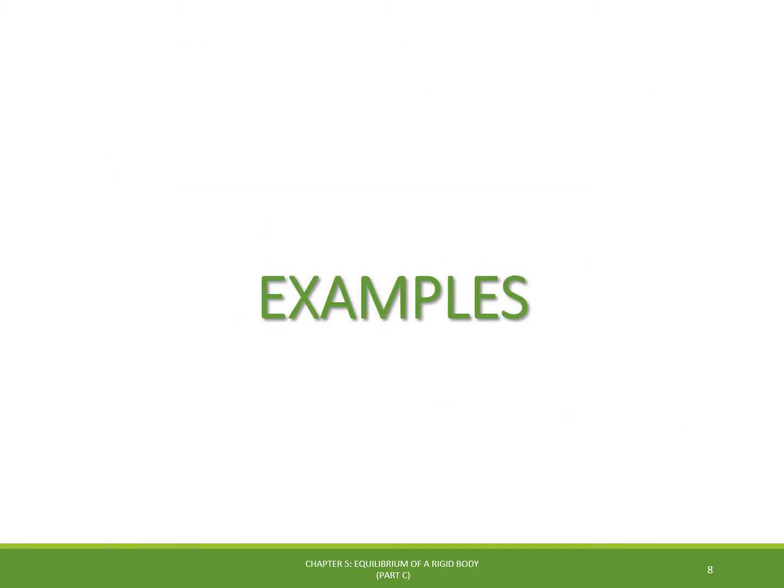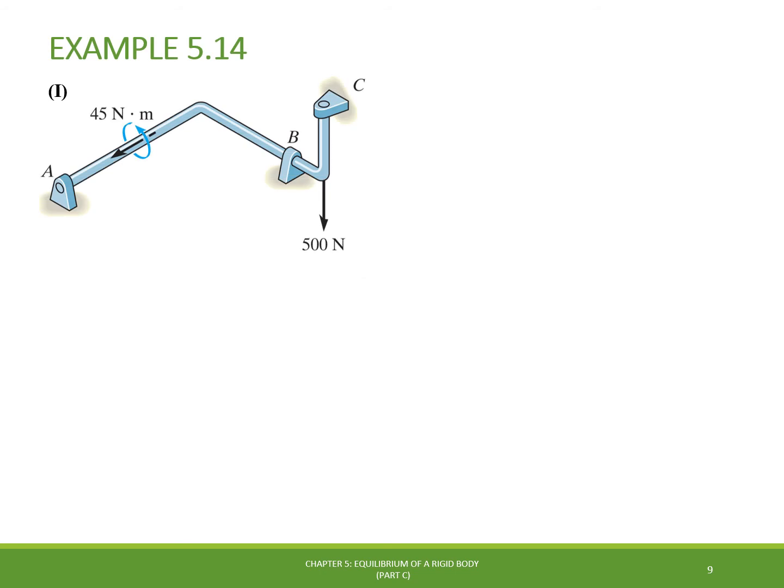Now, let's work on some examples. In example 5.14, we have this structure here in which external loads are applied as shown in the figure. We are then requested to draw its free body diagram. Following the same procedure outlined for 2D equilibrium problems, we start by isolating the structure from its connections, sketching a simple outline of its shape, and placing the coordinate system axis.